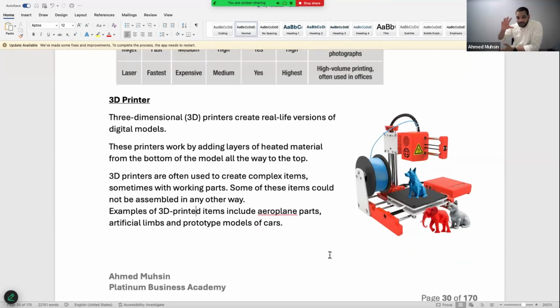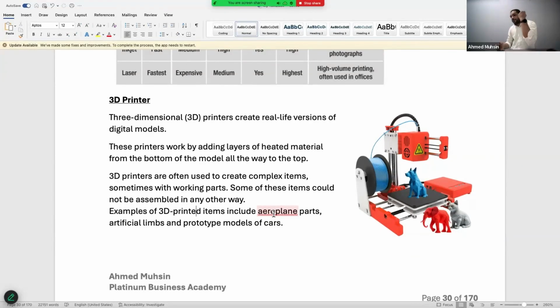Sometimes you need certain components of gadgets, certain plastic components of gadgets. You can use a 3D printer to produce those components. Can you all see the examples I have given you all? Examples include aeroplane parts. Certain components of an aeroplane can be printed using 3D printers. It takes time to produce it, but they use 3D printers.